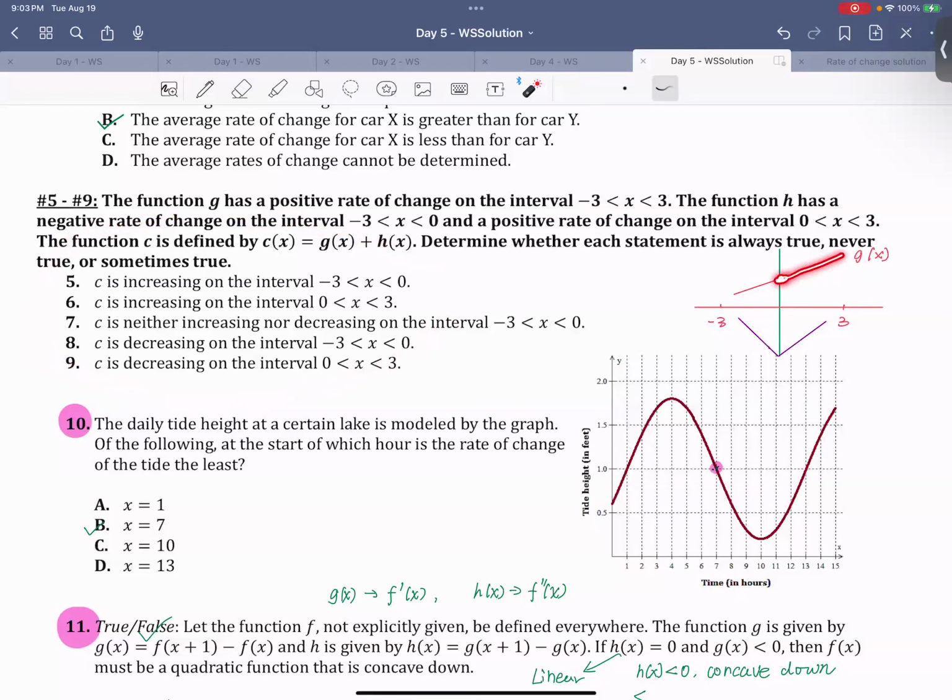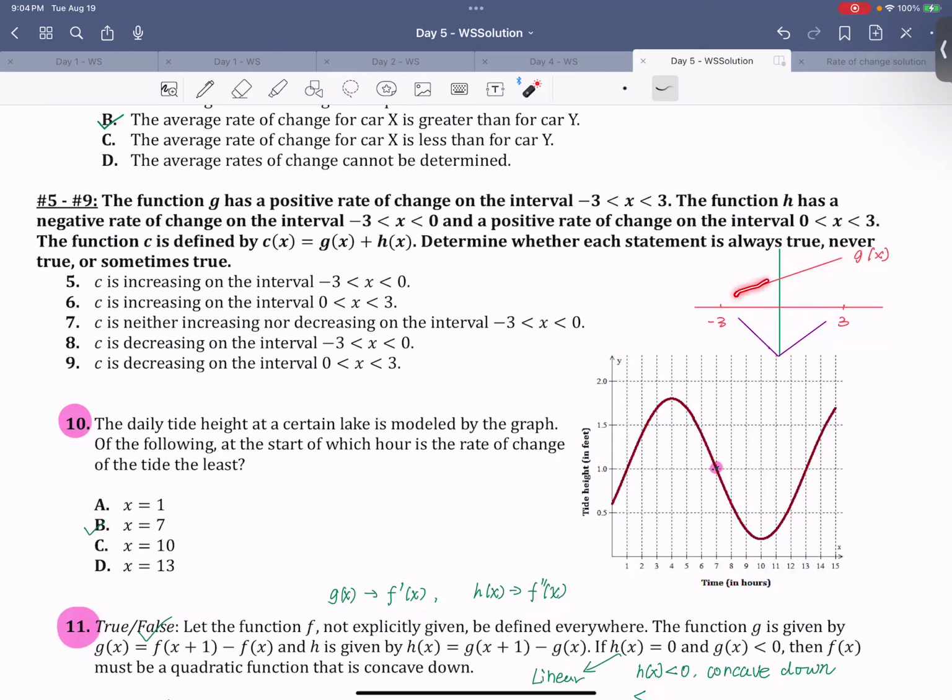Over here, this is increasing at least. Increasing plus increasing will always guarantee you an increasing. So that thing is always.